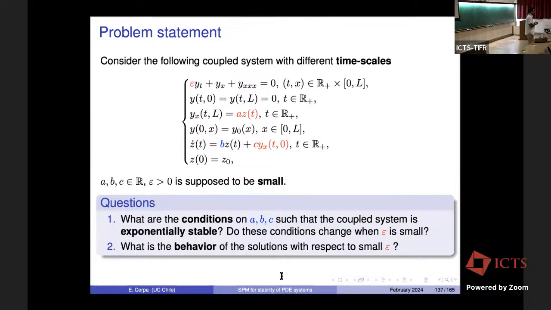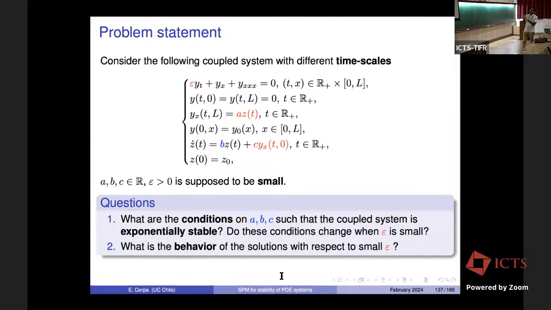That can be seen as a feedback control law, where in fact the control is acting on the Neumann boundary condition of the KdV equation, and it is a kind of proportional integral control. Here, of course, the parameter epsilon is supposed to be small. And for the ODE, we have Z dot equals B times Z plus this boundary trace of the derivative of Y at x equals 0, the term in red there. So we have three parameters, A, B, and C, and epsilon, which is our already known parameter intended to be small.